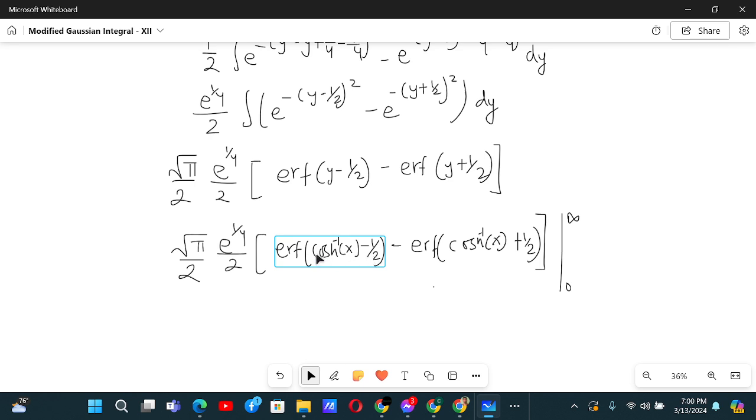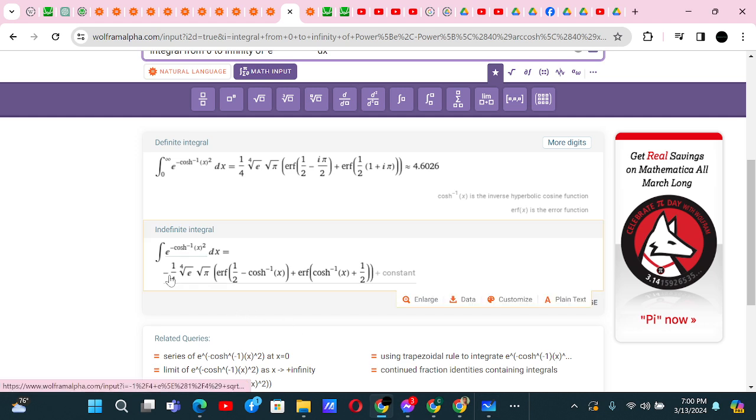ORF of 1 by 2 minus cosh inverse x. But is there a minus taken out as common? Okay, so here the minus is taken out as common. Okay, we see that. So for that, how can we get this answer?